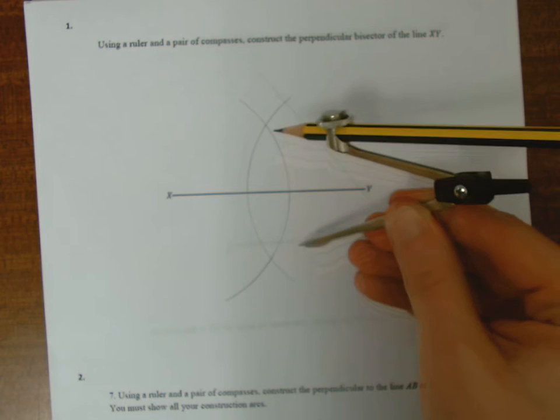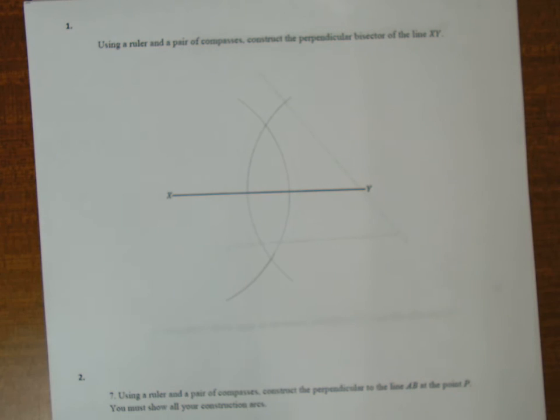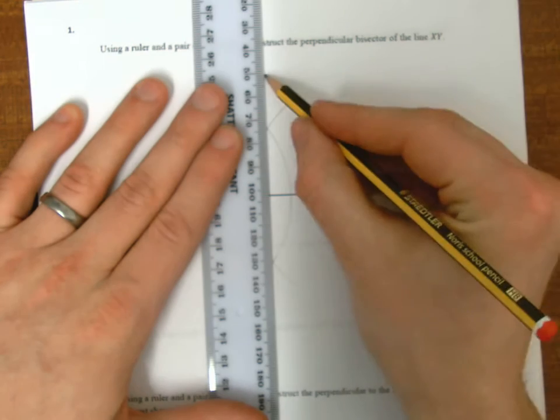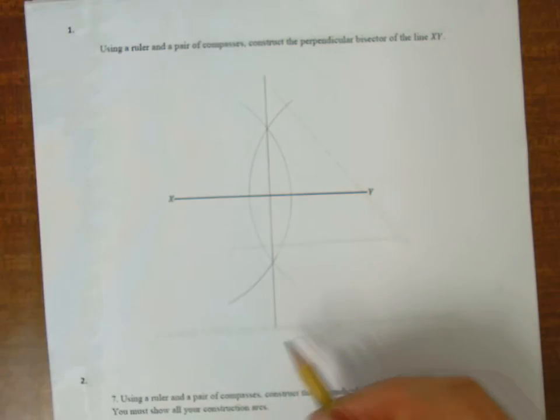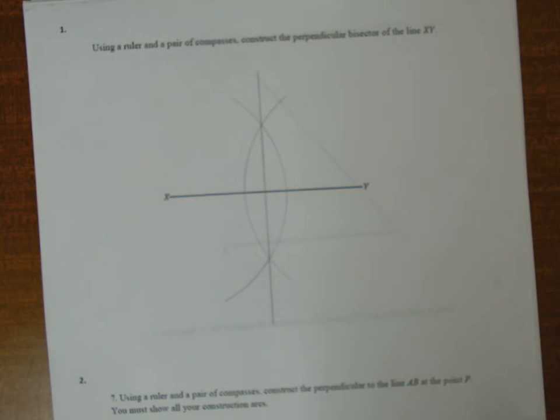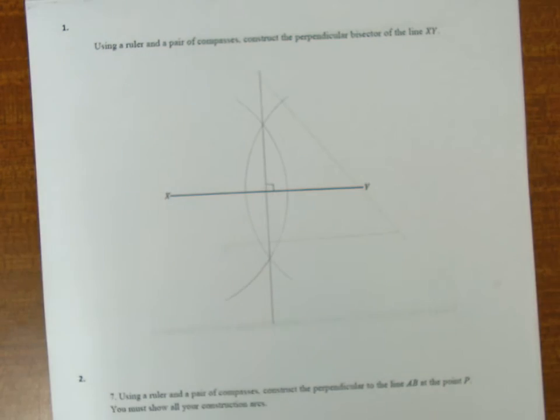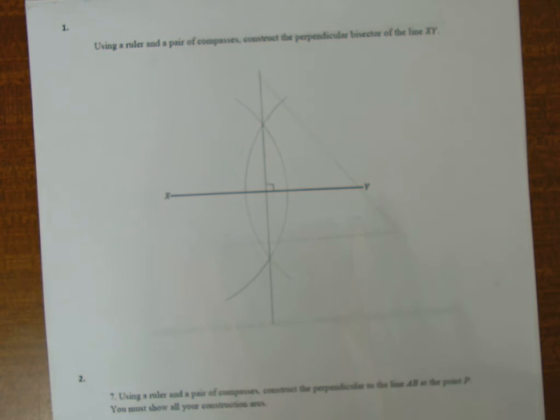One there, one there. Now then, where those two arcs cross is really important, because what we're going to do is use our ruler and line up those 2 points and just draw a straight line going all the way through there. Now what we've constructed is the perpendicular bisector. This angle here is 90 degrees and it has cut the line xy exactly in half.